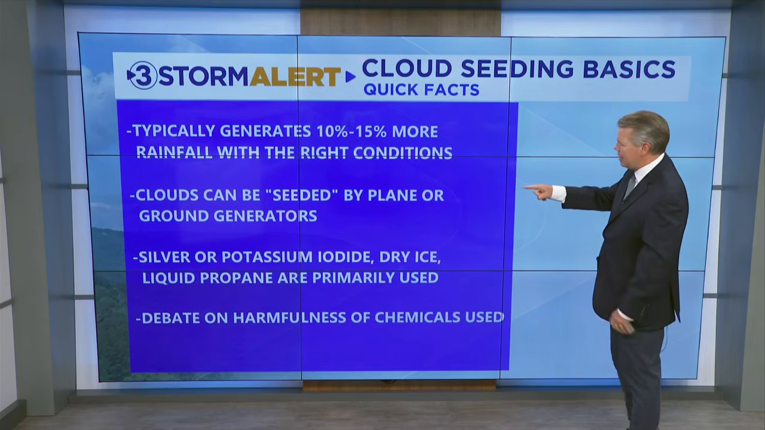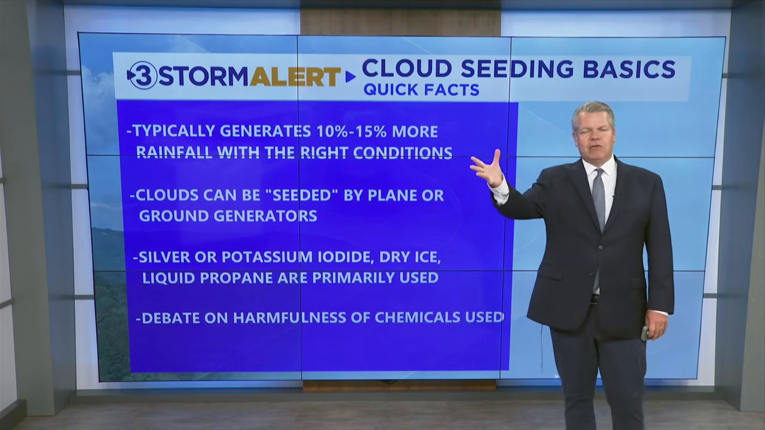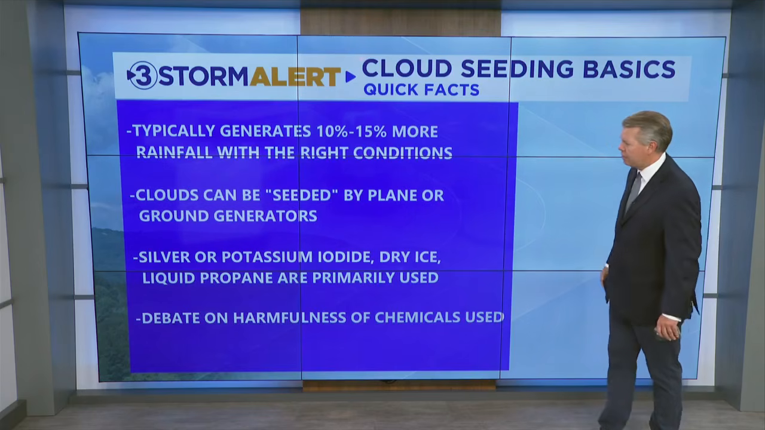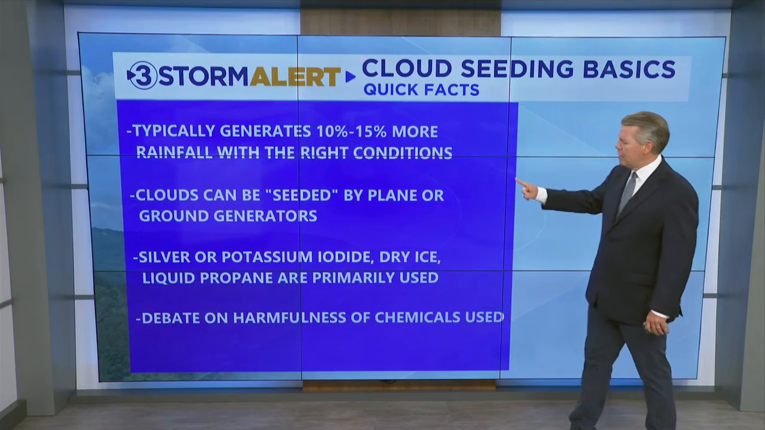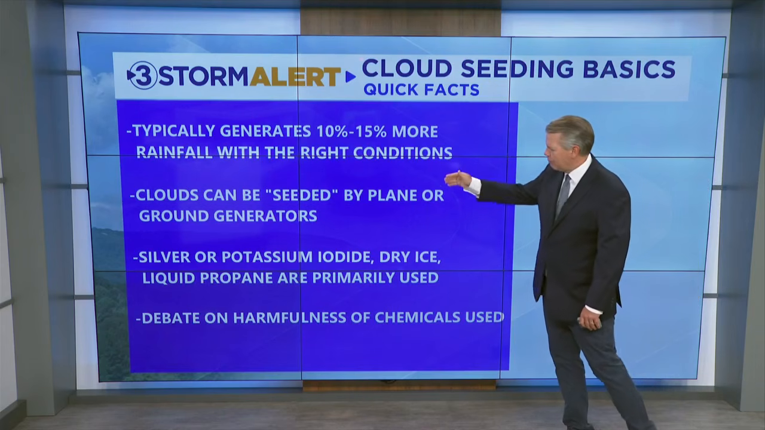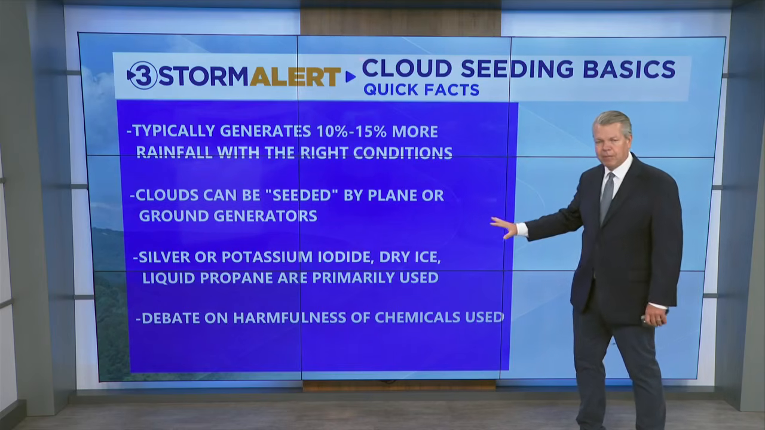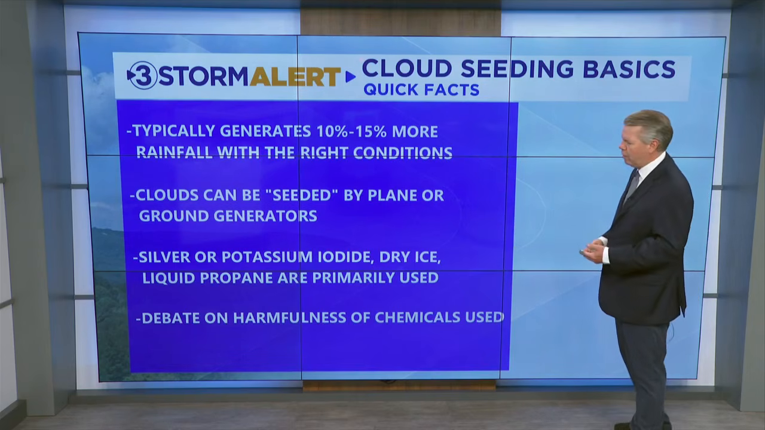Clouds can be seeded by plane or ground generators that will disperse the agent into the air, and it will work its way up into the clouds over a period of about 15 to 20 minutes. What chemical agents are usually used? Silver iodide primarily, but potassium iodide, dry ice, liquid propane, those are the principal ones. There are others, but 90% of the time, those are the ones that are used.